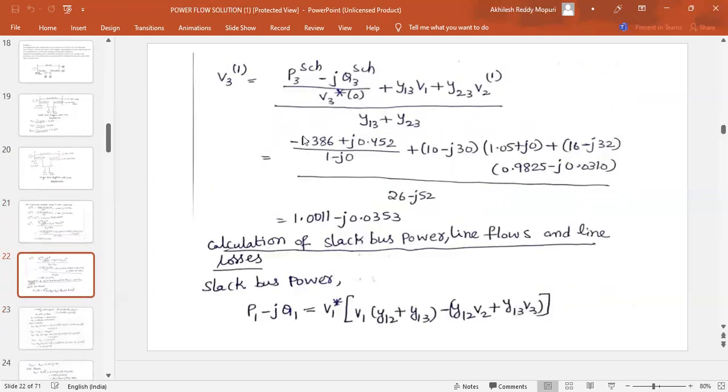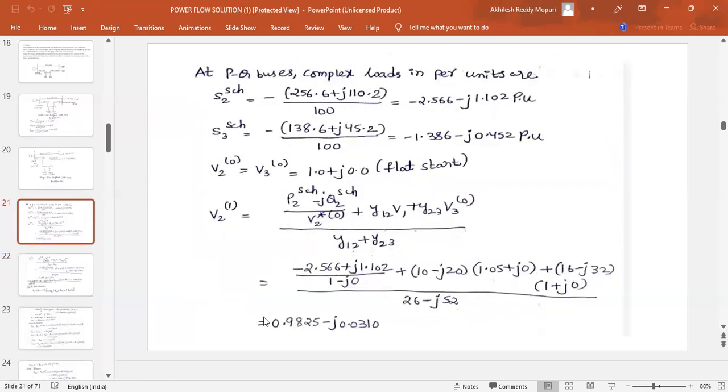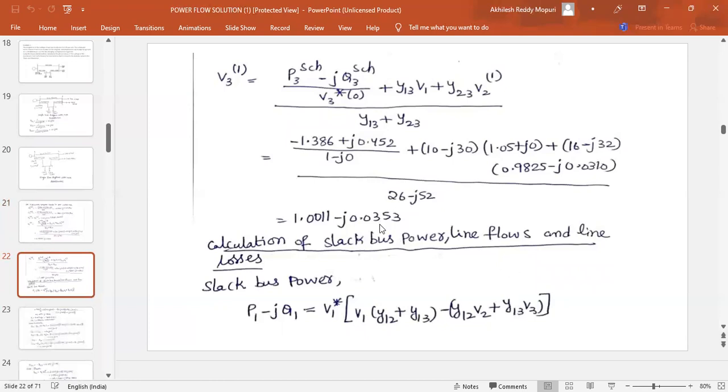Now, similarly, I will find V3 of 1. Using the third scheduled power P3, using this formula, you can find V3 of 1. After finding the voltages, you get them in complex form, A plus jB form. You convert this into polar form and you will get the voltage at an angle of del. That is V2 and del 2. Similarly, if you convert this into polar form, you will get V3 and del 3.